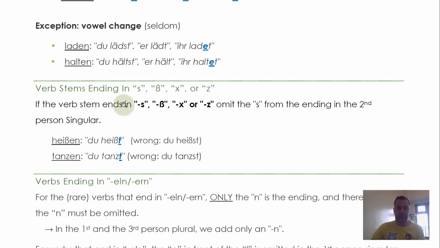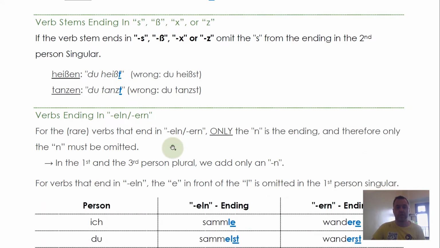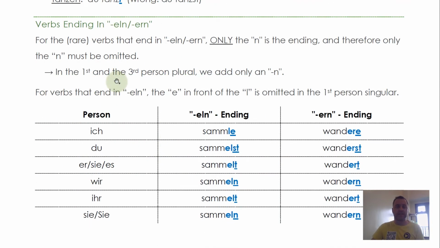And if the verb stem ends on anything that sounds like an S, that's always an S, the so-called SZ, but also X and Z sound like an S in German, then we do not add an extra S. So we just put the T instead of the ST for the du version, second person singular. So one last exception here for the present tense conjugation.